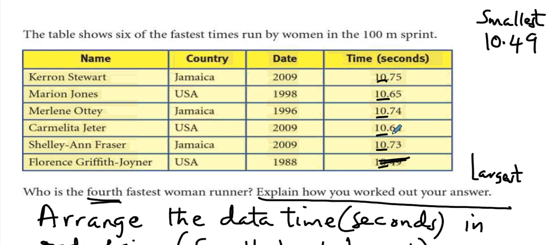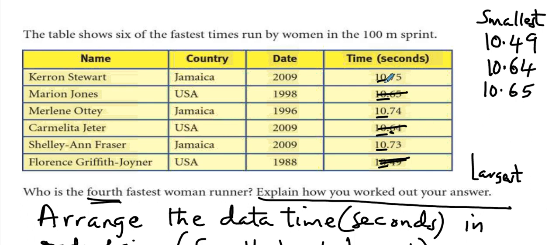Okay, let us compare those which are having the third digit 6. 10.6, 10.6, the same. Okay, go to the fourth digit. 10.65, 10.64. Okay, so 10.64 will come second, and 10.65 will come third.